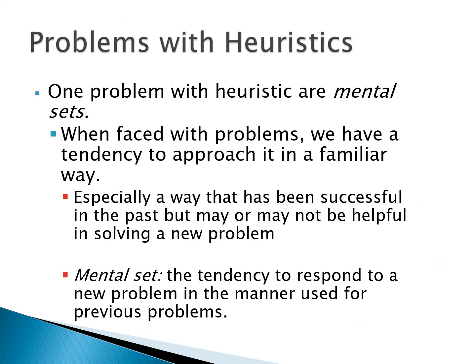So continue on with problems with heuristics. One problem with heuristics is mental sets. You see the definition down at the bottom. When faced with problems, we have a tendency to approach it in a familiar way, especially a way that has been successful in the past, but may or may not be helpful in solving a new problem. So a mental set, the vocab word you need to know, is the tendency to respond to a new problem in the manner used for previous problems. If it's worked before, then you try to use that same way of solving all problems, but it doesn't work for all problems.